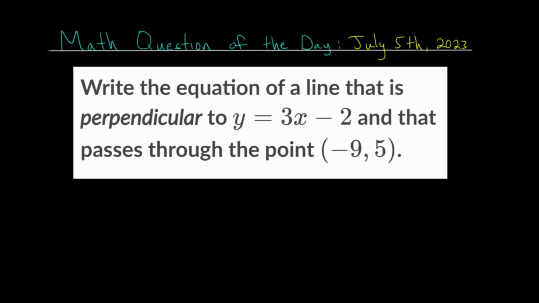In this video, I'd like to talk about the math question of the day for Wednesday, July 5th, 2023. With this problem, we need to write the equation of a line that is perpendicular to this line here, y is equal to 3x minus 2, and that passes through the point (-9, 5).